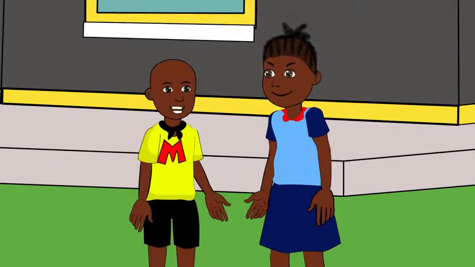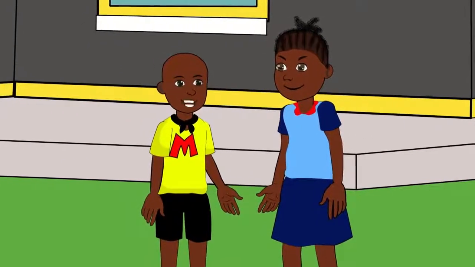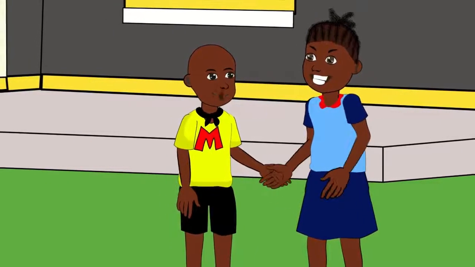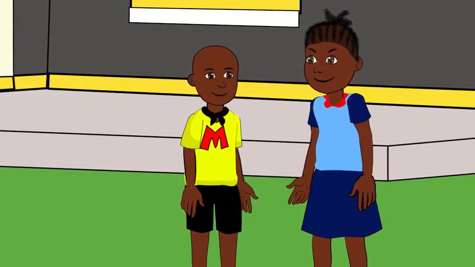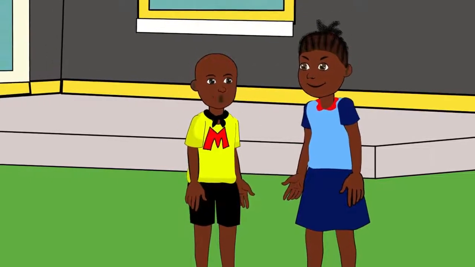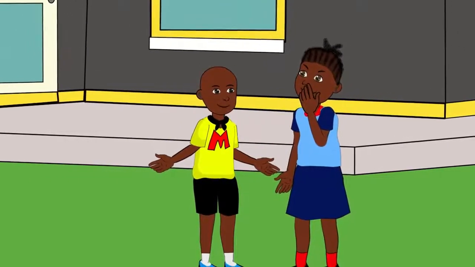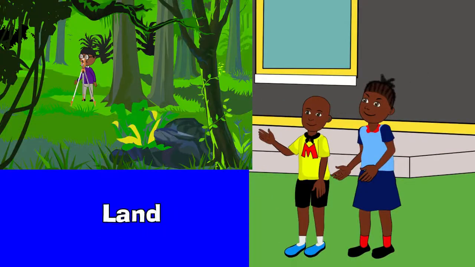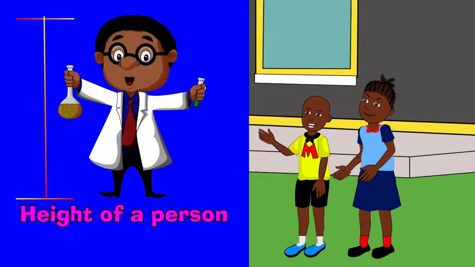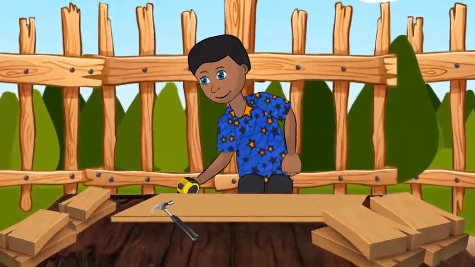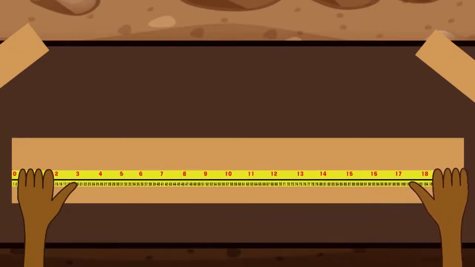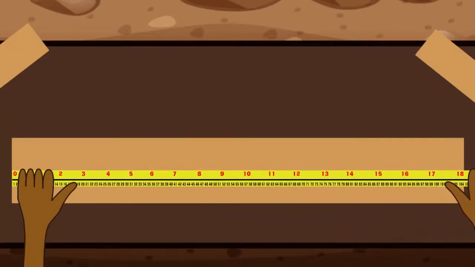In our daily lives, we measure things all the time using measuring instruments, just like Amaka just helped me in measuring my height. Now, can you think of some things we measure in our environments? Some things we can measure are wood, land, clothes, the height of a person, and so on. Here's my uncle, Obinna. He's a carpenter. He usually uses the tape measure to measure the length of woods, which he uses to make furniture.